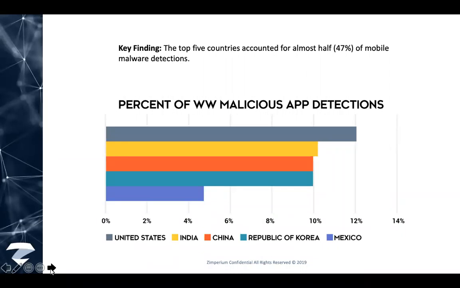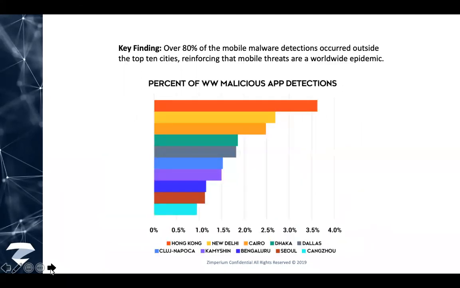If you look at the kind of similar to what we did on the network side, where did we detect the malicious apps? This does not mean where did the malicious apps come from. This is where we detected these. And you can see that the top 5 countries represented about a half of the detections. So it's a pretty large number. When you get into the cities again, you can see that 80% occurred outside of the top 10 cities. The highest city there actually being the city of Hong Kong, the central city of Hong Kong.